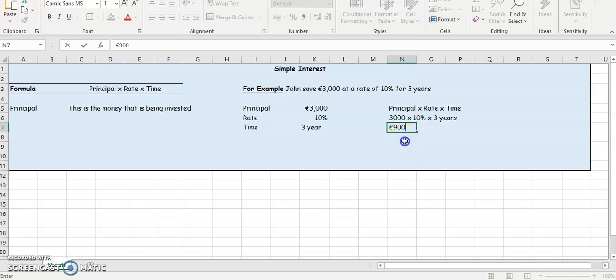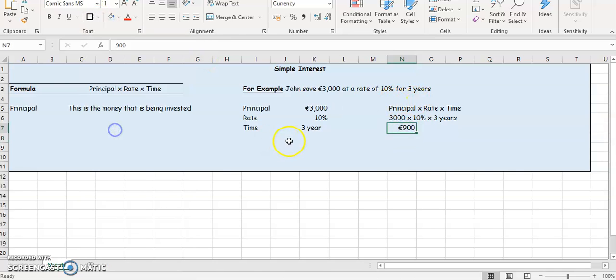900 euro. So if he invests 3,000 in a savings in a bank, and he leaves it there for 3 years, he's going to receive 900 euro. So 900 euro is your answer.